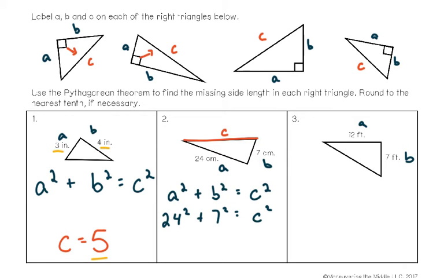All right, so the first step should be to write out the Pythagorean theorem. A squared plus b squared equals c squared. Then you want to substitute your values. It doesn't matter the order that you put the legs in because of the commutative property. When you add them together, you'll get the same number.